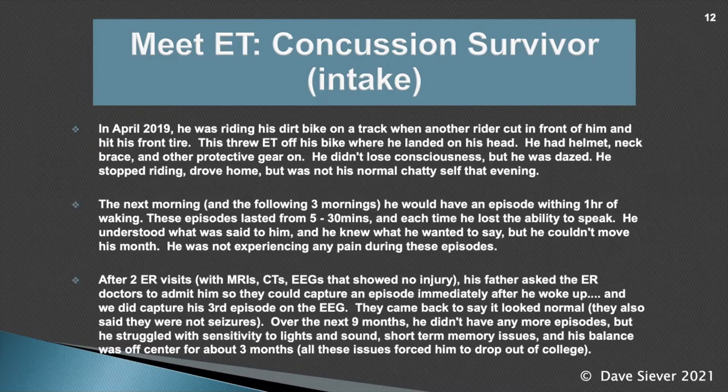So in April 2019, he was riding his dirt bike on a track when another rider cut in front of him and hit his front tire. This threw ET off his bike where he landed on his head. He had a helmet on and he had a neck brace as well and other protective gear. And he didn't lose consciousness either, but he was dazed. He stopped riding, drove home, but was not his normal chatty self that evening.